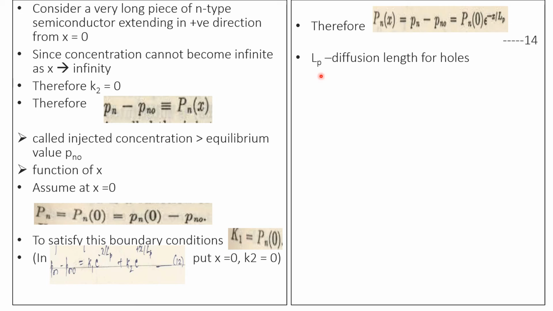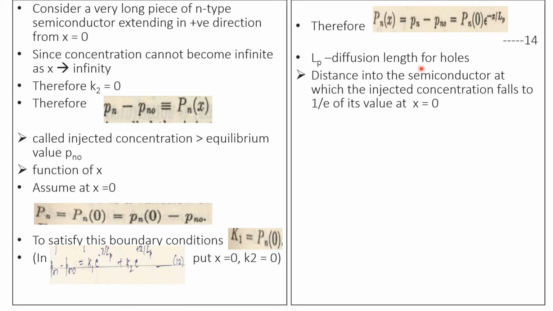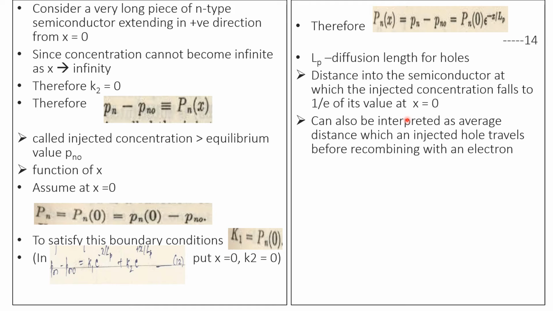L_p is the diffusion length for the holes. It is the distance into the semiconductor at which the injected concentration falls to 1 by e of its value at x equal to 0. It can also be interpreted as the average distance which an injected hole travels before recombining with an electron. We can verify this statement.